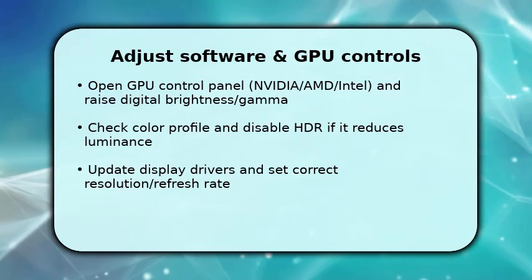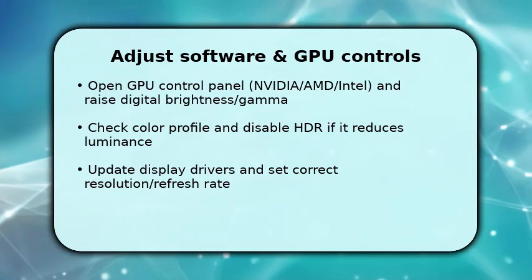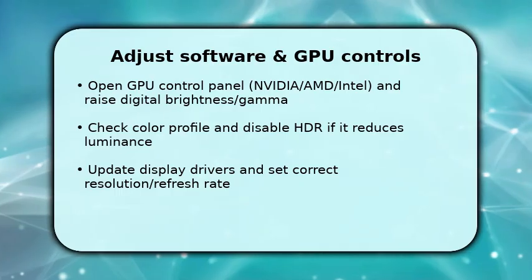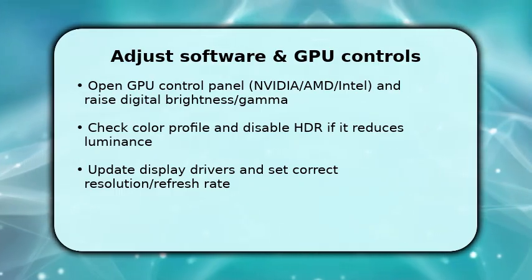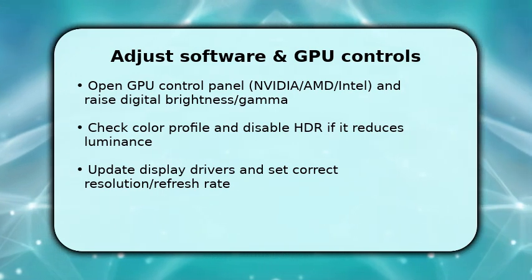If HDR is enabled but looks dim, switch it off to compare because HDR tone mapping can reduce perceived brightness. Also update display drivers and confirm the monitor runs at its native resolution and refresh rate. Mismatches can produce odd dimming artifacts.